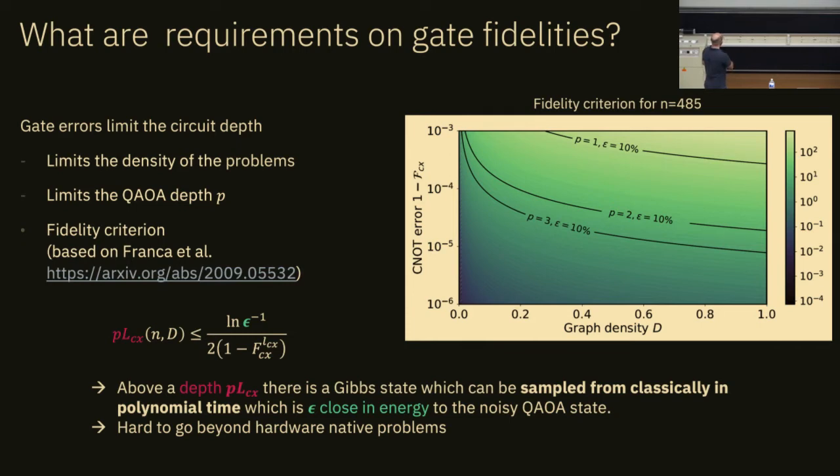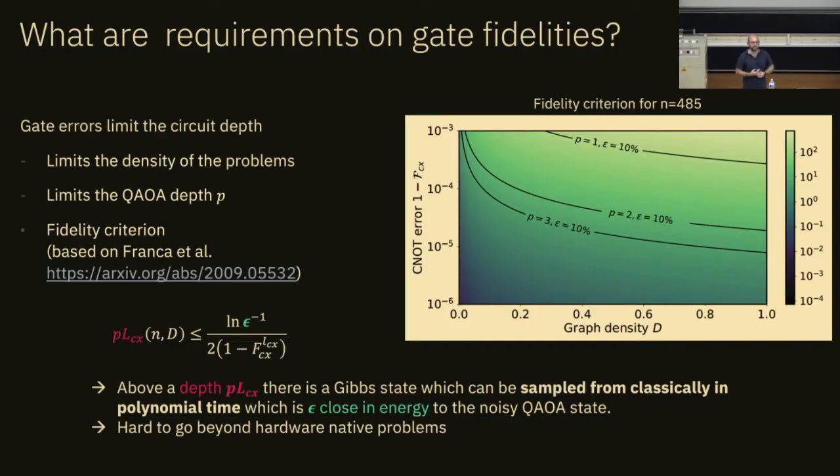So suppose we have a certain number of CNOT gates per layer in our QAOA, and we do P layers. If this number is above this threshold, and I explain this in a second, then what this means is that there is a Gibbs state that you can classically sample from that achieves epsilon close energy compared to the QAOA state. So what this means is that if this number is above this threshold, you accumulated so much noise that you can actually do the same classically. There is no quantum advantage.